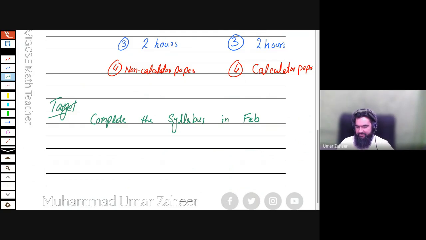After that, we have March and April. We have 2 months. In March and April, we are going to go for past paper marathon. Because without doing a full length past paper, it is not possible for you to get good grades.